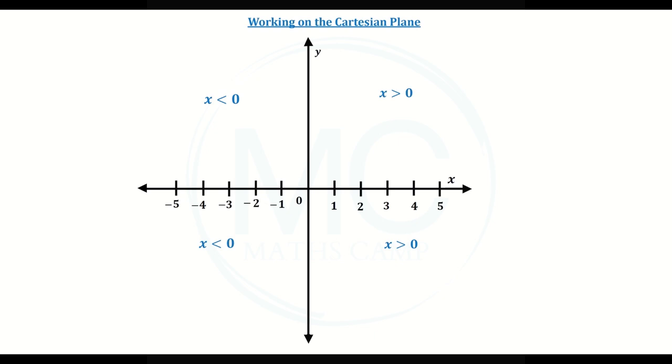So let's look at the y-axis. In the top half of the page, y is positive. So y is positive up here and up here. Now we can number the y-axis with positive 1, 2, 3, 4, and 5. In the bottom half of the page, y is negative. So y is negative down here and again down here. Now we can write our negative numbers, negative 1, 2, 3, 4, and 5.